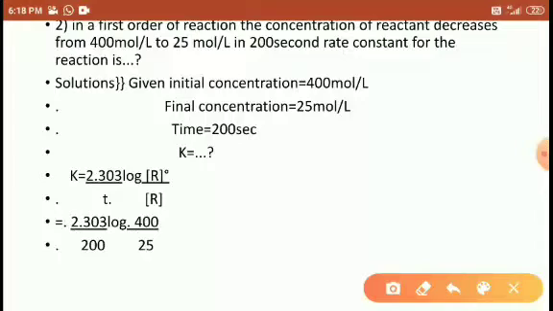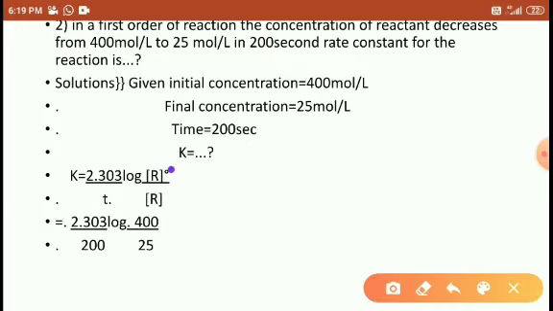Next, second example: in a first order reaction, the concentration of the reactant decreases from 400 moles per liter to 25 moles per liter in 200 seconds. What is the rate constant? So here we have to find out K, students. Initial concentration is 400, final concentration is 25, at time 200 seconds. We have to find K. So similarly we put all the values.